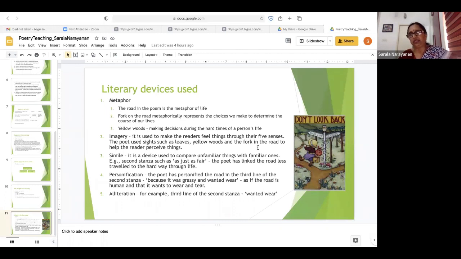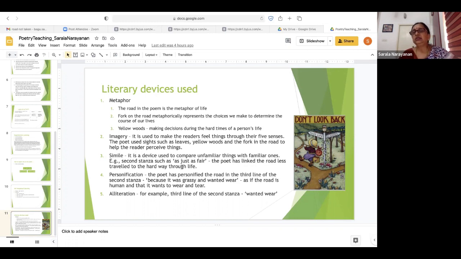How can we identify the metaphor? It is just a comparison, but without using the words as or like, just like how we do it for simile. The third one is a device used to compare unfamiliar things with familiar ones. Like in the second stanza, just as fair. Here the poet has linked the road less traveled to the hard ways through life. Isn't it?